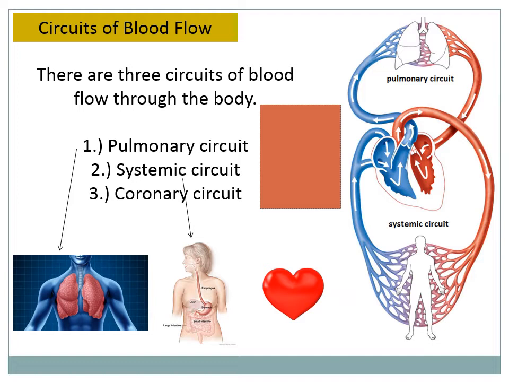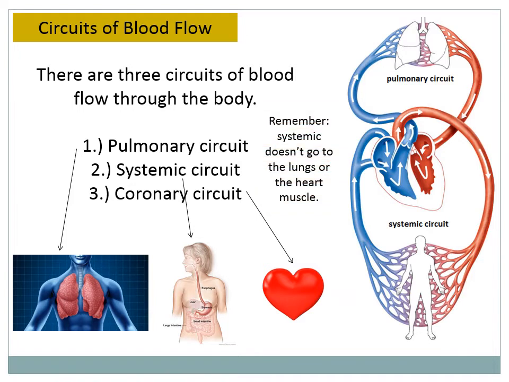And then our third circuit is the coronary circuit, and the coronary circuit is just to the heart muscle itself. So the coronary circuit is just the arteries and the veins that go to and from the heart muscle itself. Not the chambers of the heart, but the actual myocardium. So we want to keep that in mind. Just a final reminder, your systemic circuit is not going to go to the lungs, and neither does it go to the heart. So you want to make sure that you remember these three separate circuits and where they're actually going.